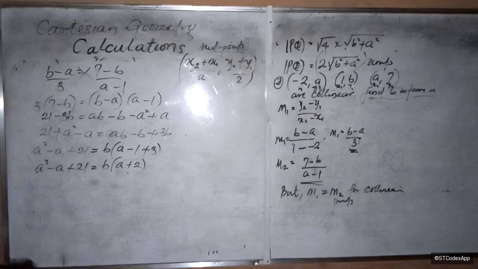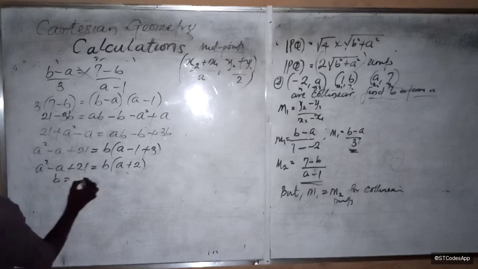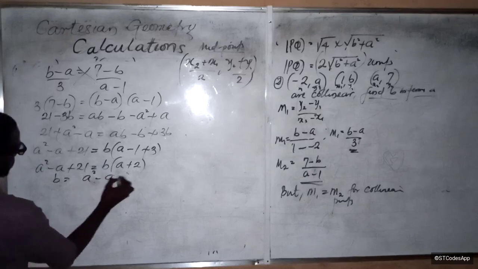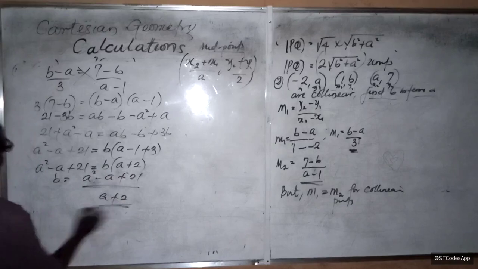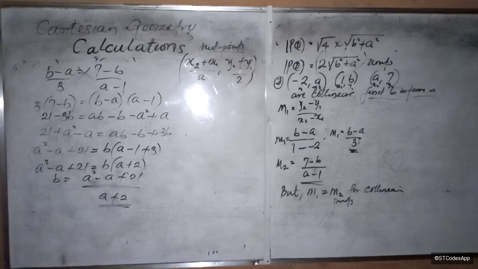So one thing we can surely do here is have b equal to a squared minus a plus 21 over a plus 2. And that is going to be our answer. Our answer, right? So that is that. Then the next one.